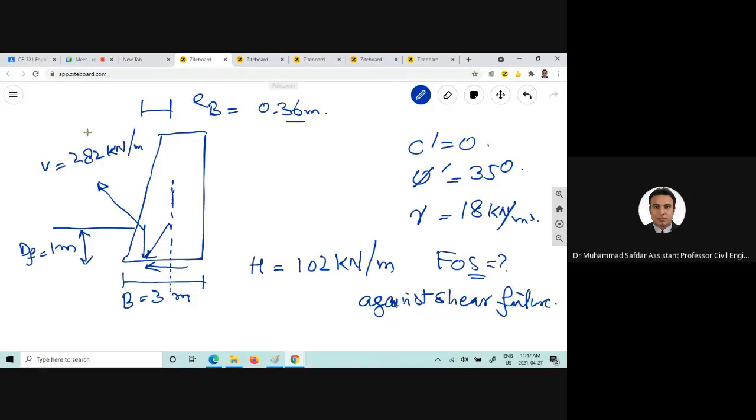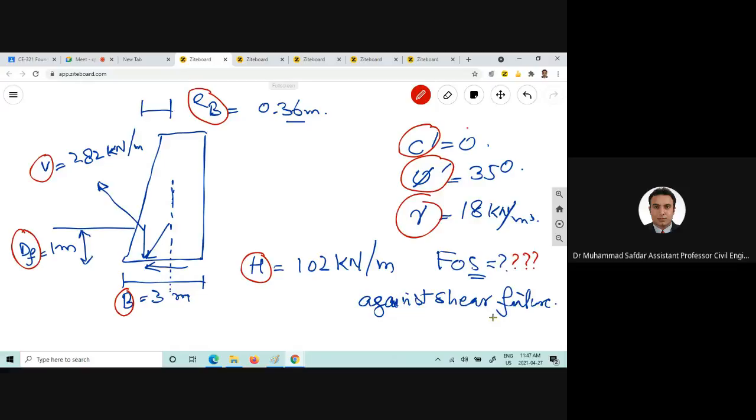So the vertical load is given, horizontal load is given, eccentricity eB is given, width of the foundation is given, depth of the foundation is given. What else do you need? Okay, you need the shear strength parameters. And now we need to find out the factor of safety against the shear failure. From where to start? Effective width, sir. Effective width, that's a good point. Okay, that's a good point to start with.